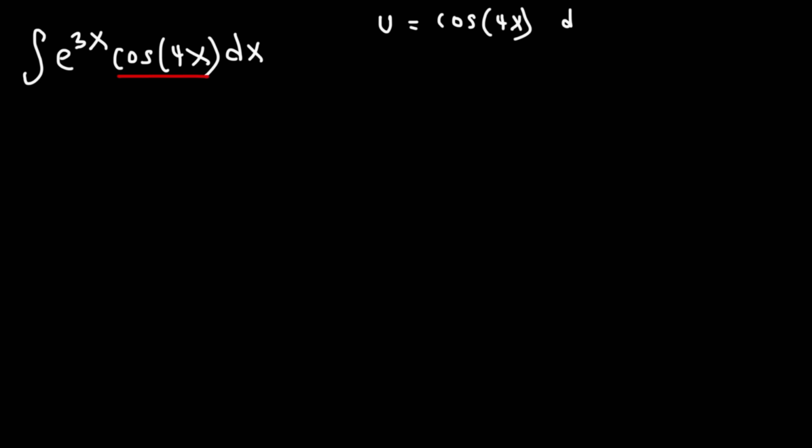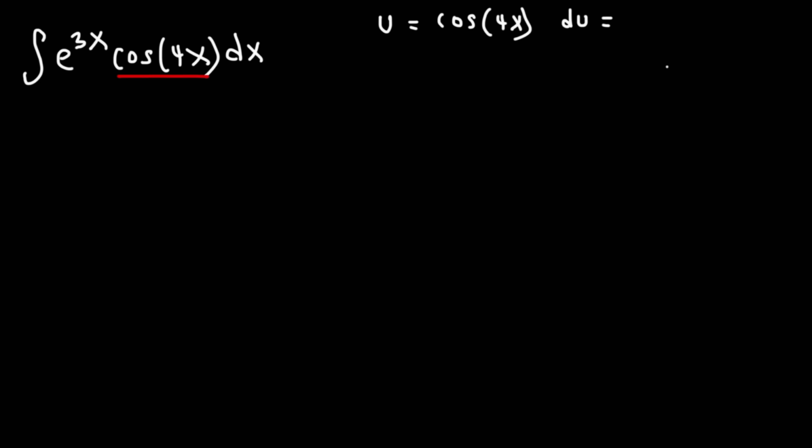Now for the sake of practice, go ahead and try this. Find the indefinite integral of e to the 3x cosine 4x dx. So whenever you have an e to the x times a sine or cosine, it's good to make the cosine part equal to u. That's what I'd like to do personally. So in this one, I'm going to make u equal to cosine 4x.